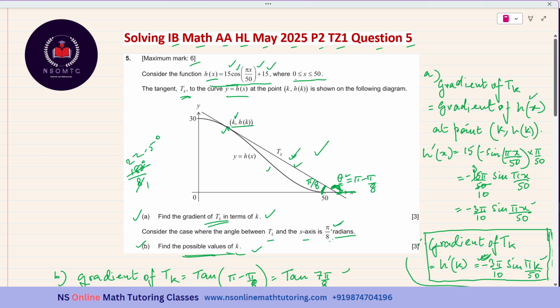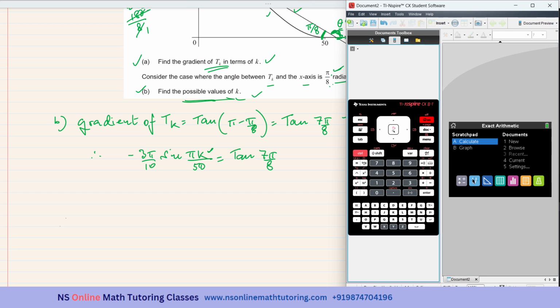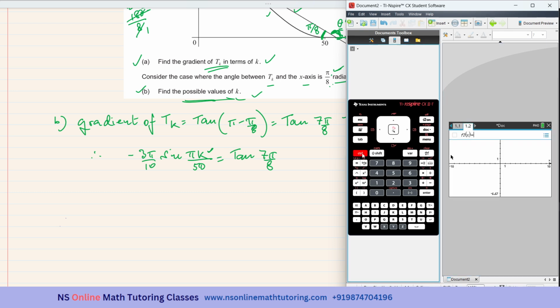And what can be the possible x values? It is between 0 and 50. So the calculator and graph, fine. So it is negative 3 times pi over 10 times sine of pi, instead of k it will be x, pi times x over 50.